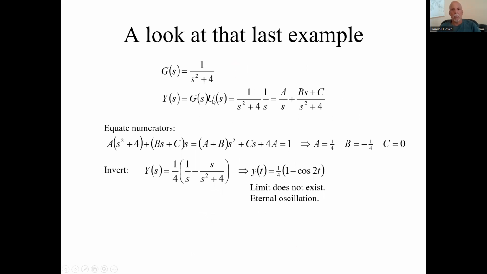I'll look at it anyway. I'm not going to go through this in detail. But if this were the transfer function, you put a unit step into it. You've got to do some partial fraction expansion, and so on. You get this response. This doesn't have a limit. There's constant oscillation. And that tells you why you can't just blindly apply the final value theorem. You've got to make sure all the poles are strictly in the left half plane.